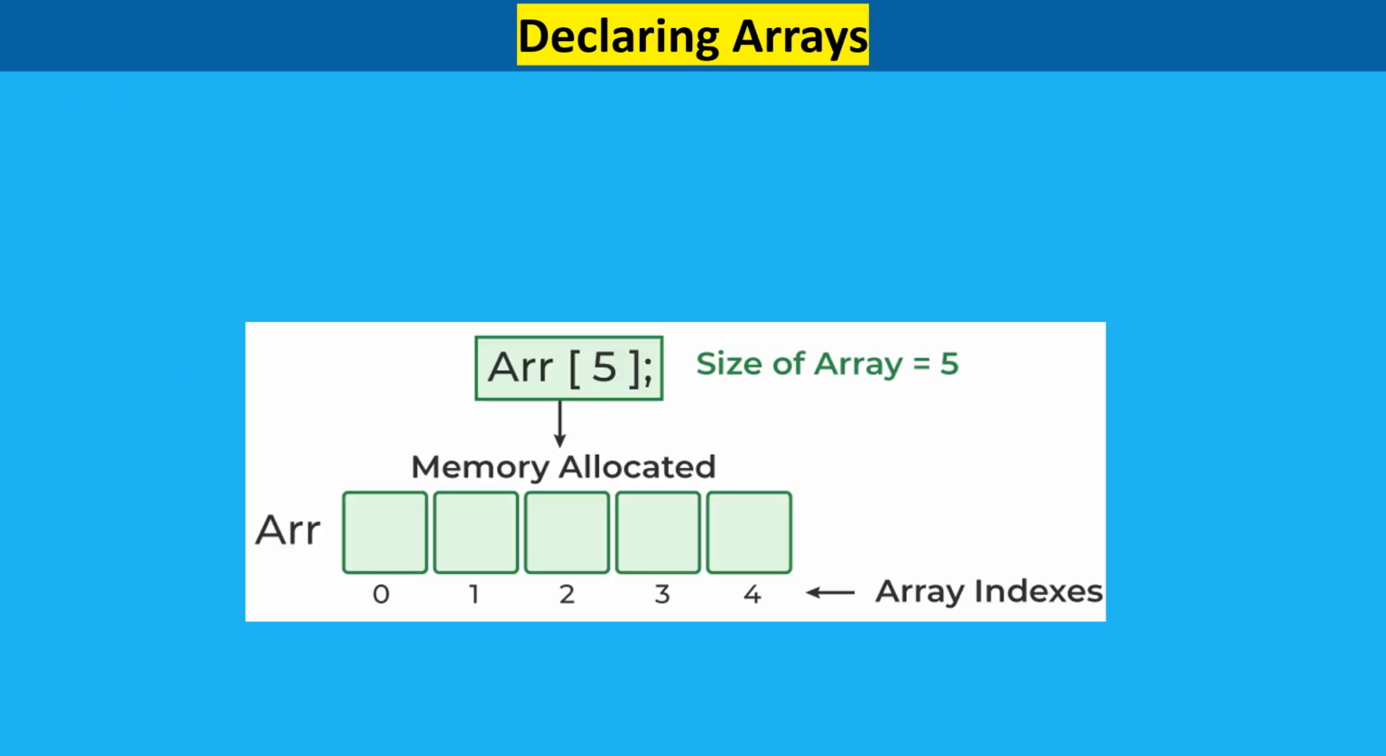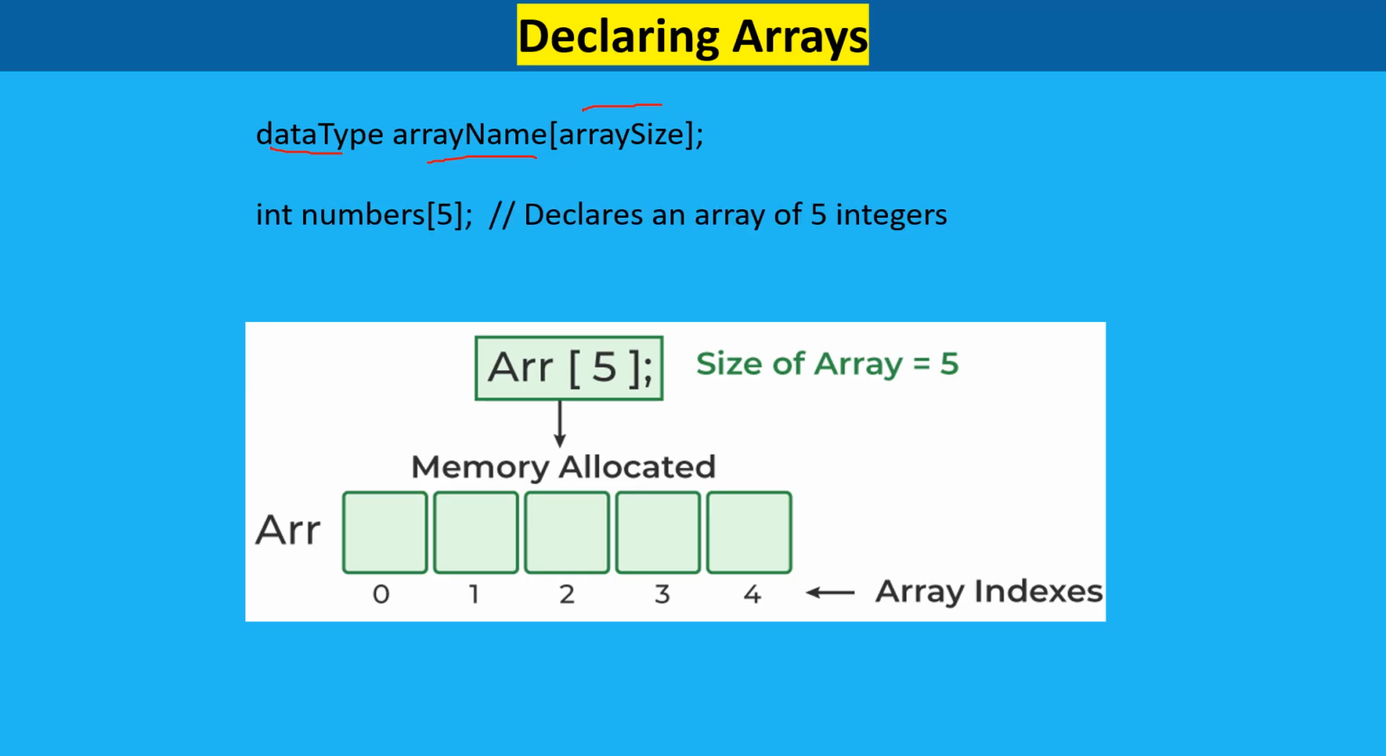Declaring arrays. To declare an array, you need to specify the data type, array name, and the number of elements. Data type, array name, and size. The size of the array is fixed when it is declared and cannot be modified later. Example, int number[5]: int is the integer data type, number is the array name, and this is the size. So we declare an array of integers. It creates an array of 5 integers, where each element is an integer.